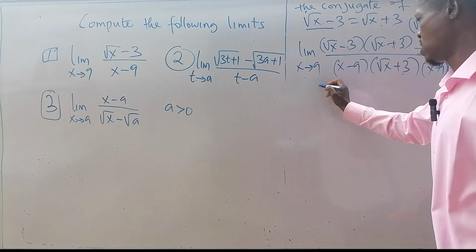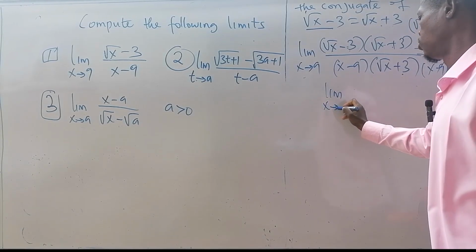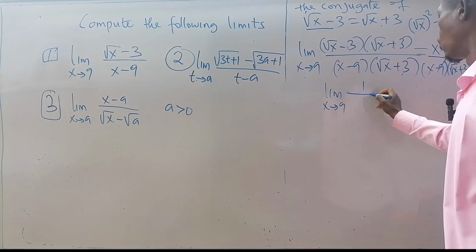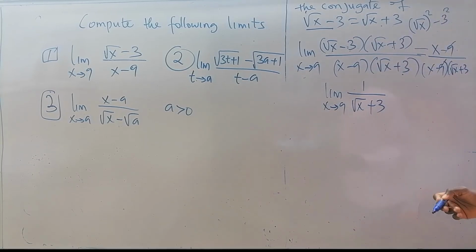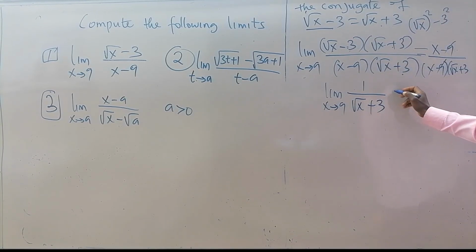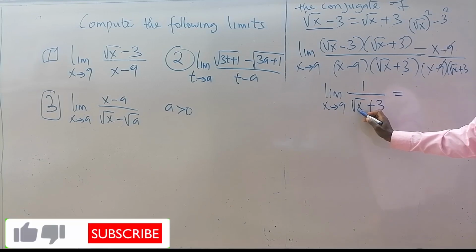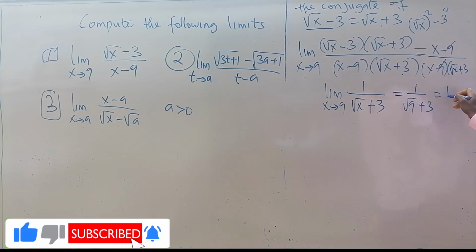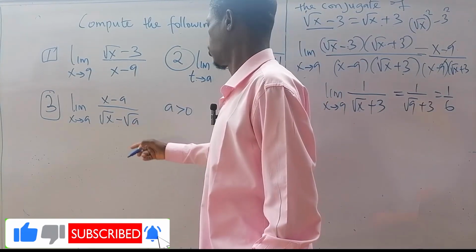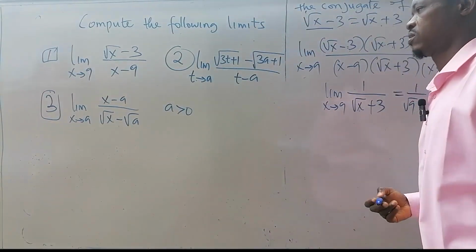So we now have the limit as x tends to 9 of 1 over root x plus 3. Then you can now make your direct substitution. The square root of 9 is 3. So that will be 1 over root 9 plus 3. And that will be 1 over. I'm going to the third one. Then after that, I'll come to this.